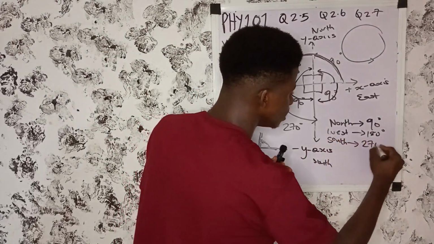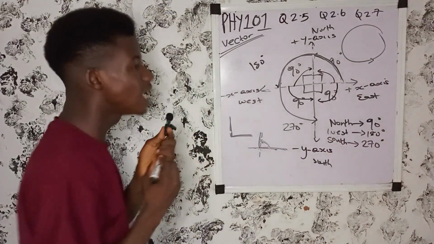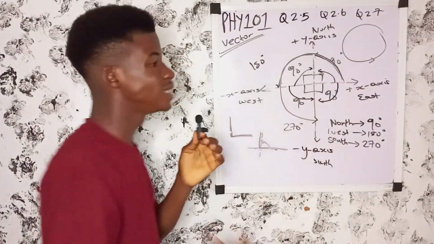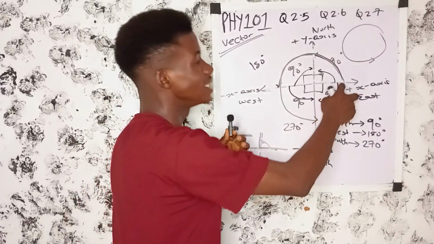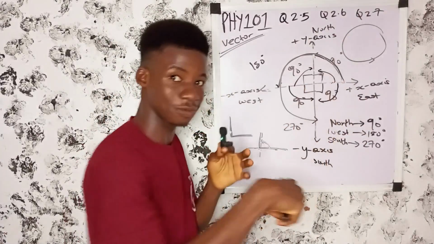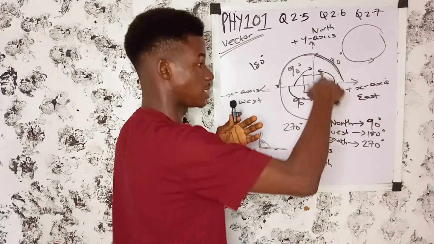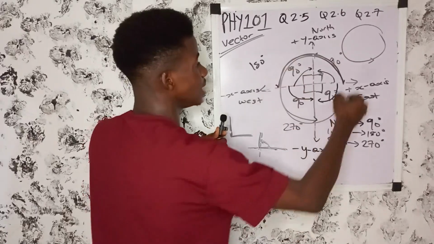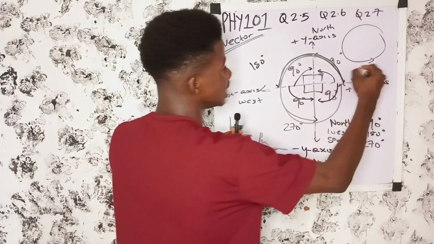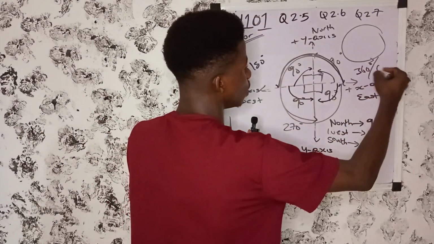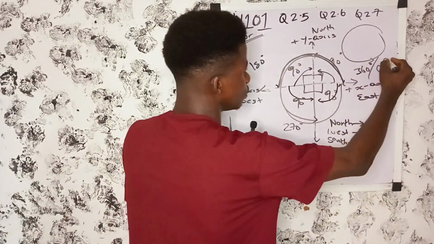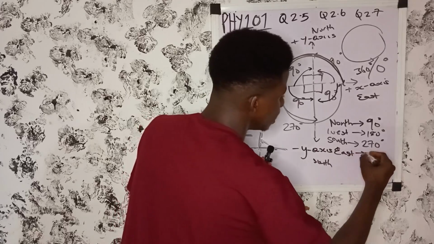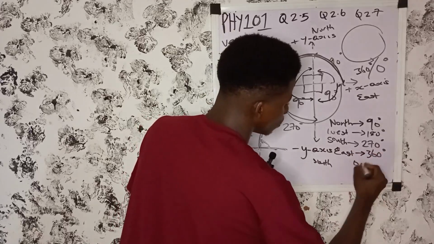Now what about this line here? With reference to the positive x itself, what is the angle here? That means you need to draw it from here to itself. The angle here is 360 degrees, or 0 degrees. So east is 360 degrees, or 0 degrees.